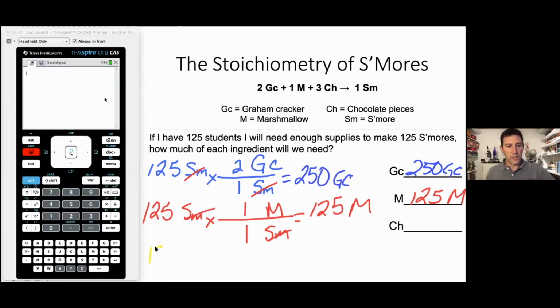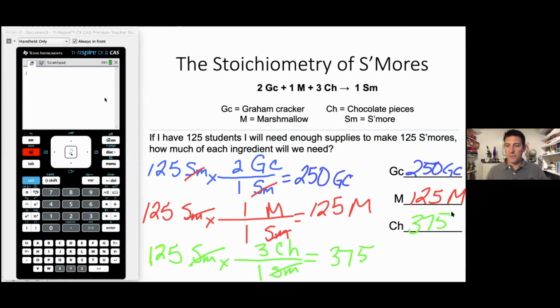And then the next one, I need 125 s'mores. That color is really hard to see. So I'm going to put s'mores on the bottom to cancel. And then I'm going to turn that into chocolate pieces, so CH. And it looks like for every s'more, I need 3 chocolate pieces. That's my mole ratio in our example. And that gives me 375 chocolate pieces that I need. CH. Okay, so this is the foundation. This is just the basics of stoichiometry.